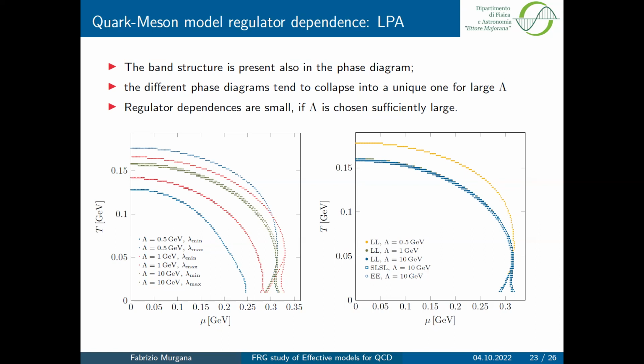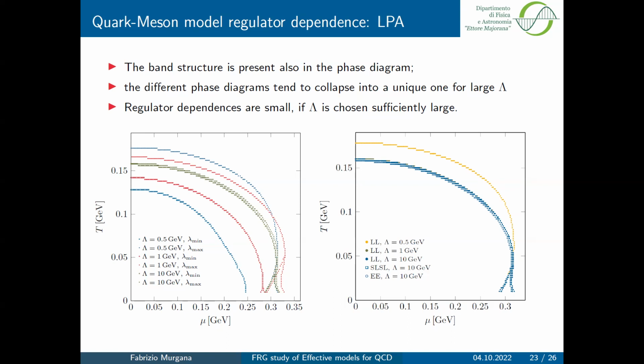And it's very interesting. And then on the other side, you see that if you compare different regulators, the different regulators also tend to collapse into a single curve. And this is also completely not expected from what we said before. So this is a very interesting feature, that you can remove regulator and cutoff dependence just by increasing the cutoff sufficiently large.